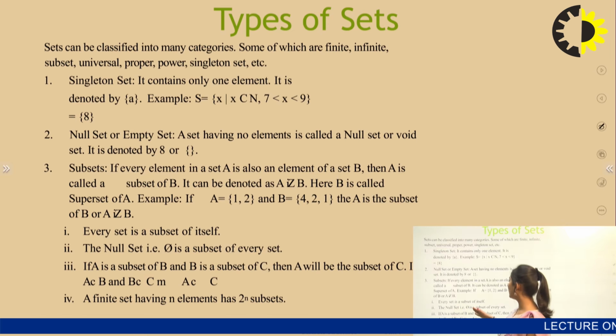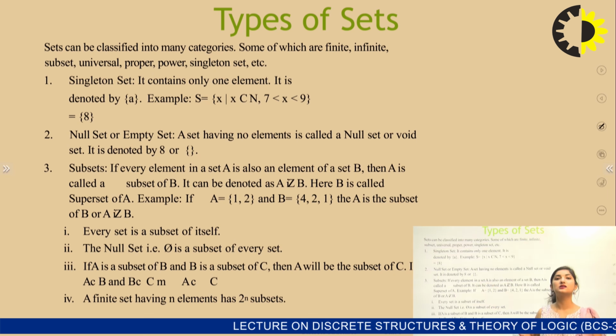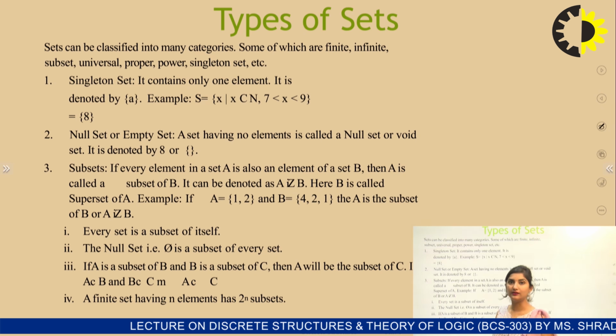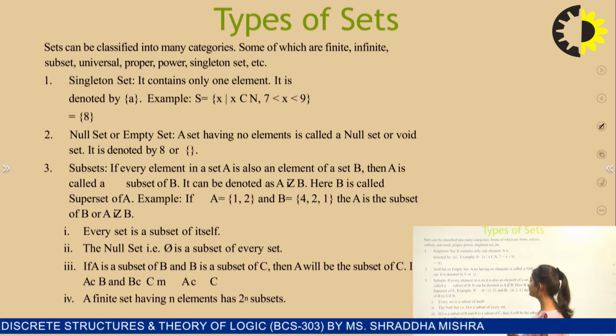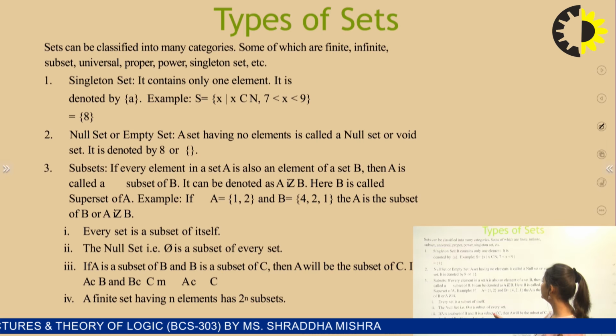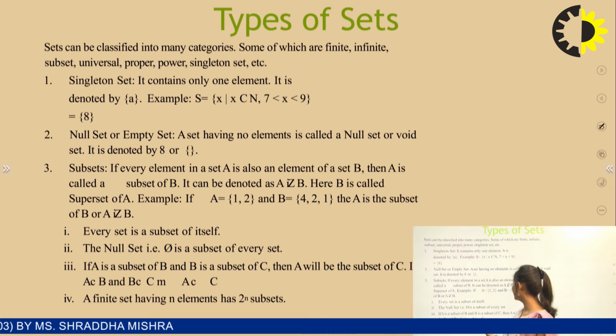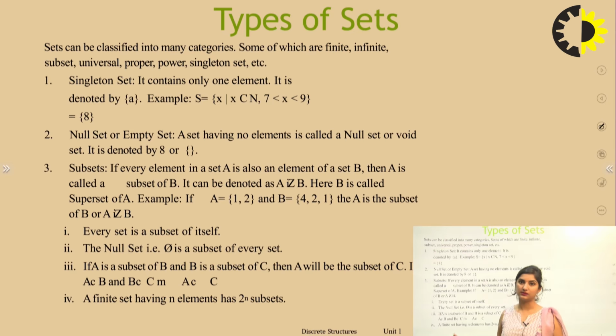The null set, that's phi, is a subset of every set. Like I said, if you talk about these two braces, inside that by default there is phi. Any set is never blank, there is always phi in that. If A is a subset of B and B is a subset of C, then A will be a subset of C. A finite set having n elements has 2 to the power n subsets. For example, there are 4 elements k, l, m, n in set A. Then 2 to the power 4 will be the number of subsets.